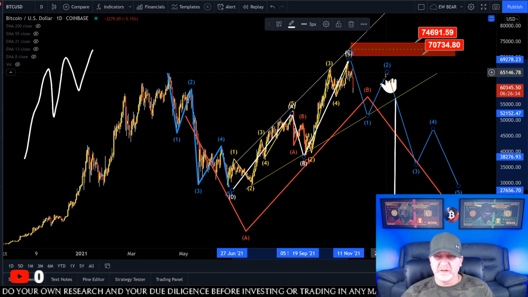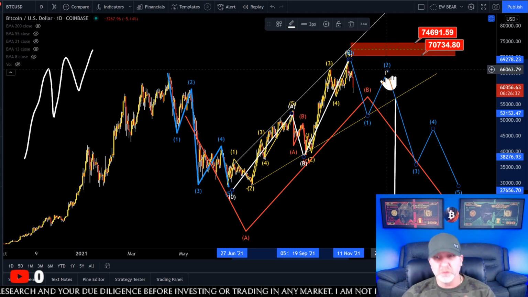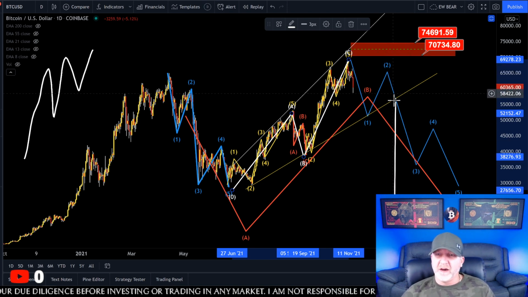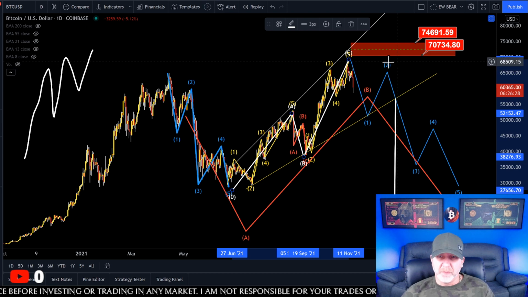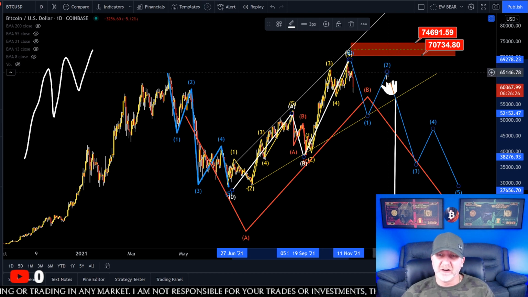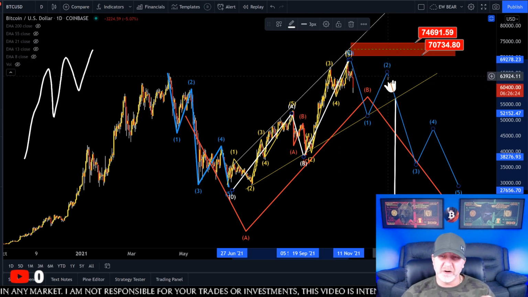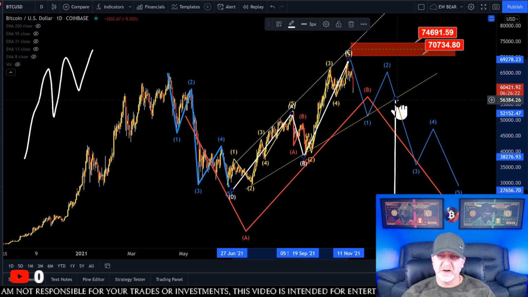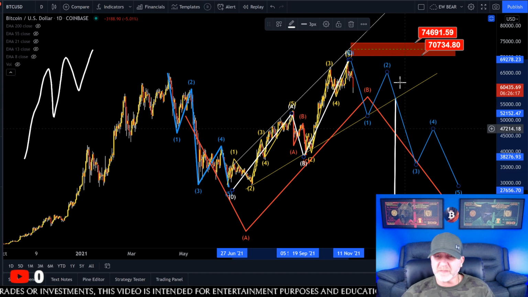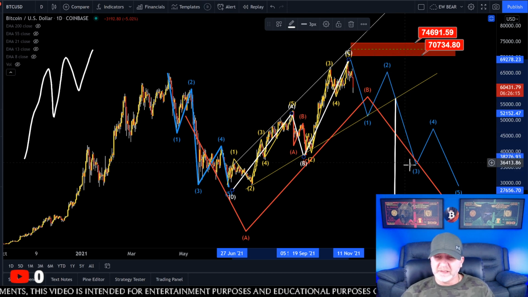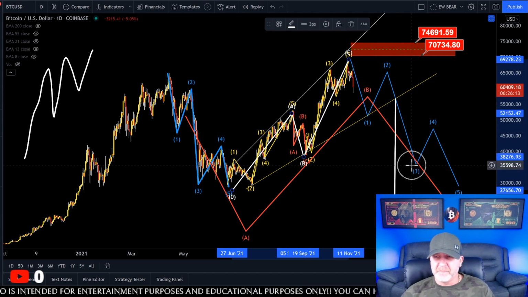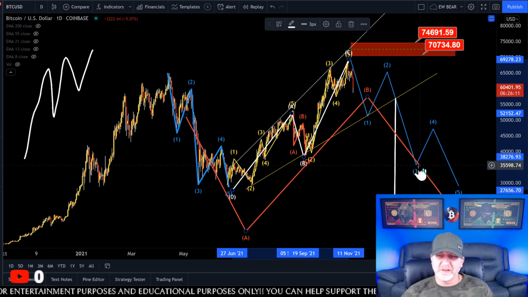And then what I'm going to do is short that, and actually, I'll have my stops in above this high here. I'll probably start laddering in low leverage shorts up in here. And when this breaks, I'll probably short pretty heavily. And that, if it plays out the way I'm expecting and measured, it's about 35,000 to 36,000 this wave 3.